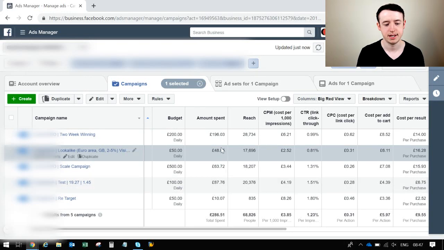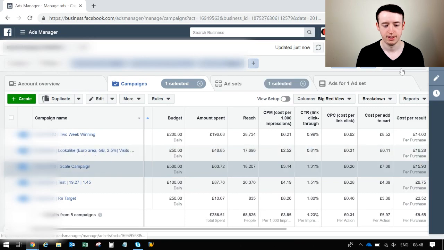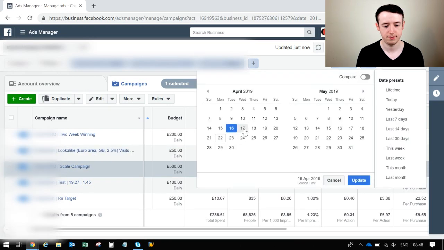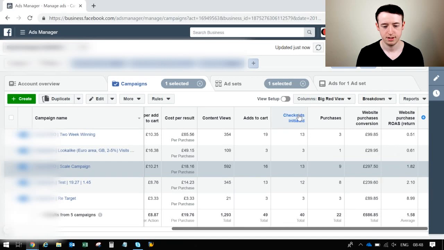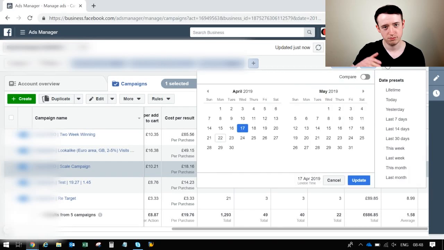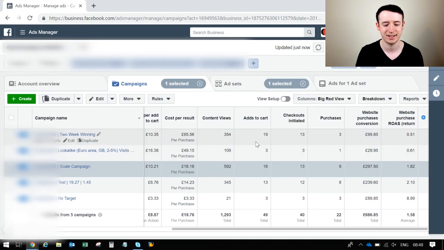As you can see here, it started to spend a little bit more. So then on the 17th, we were still kind of doing well, but what I was seeing a lot of positivity, because you can see here I had 19 add to carts on that one, but only 3 purchases. That was a really bad day.